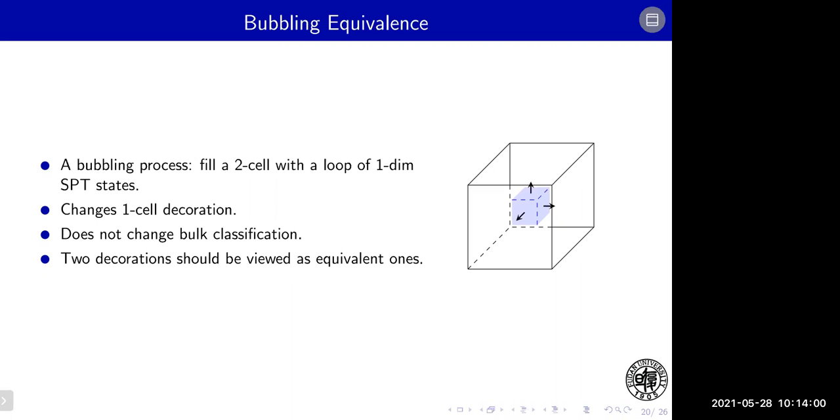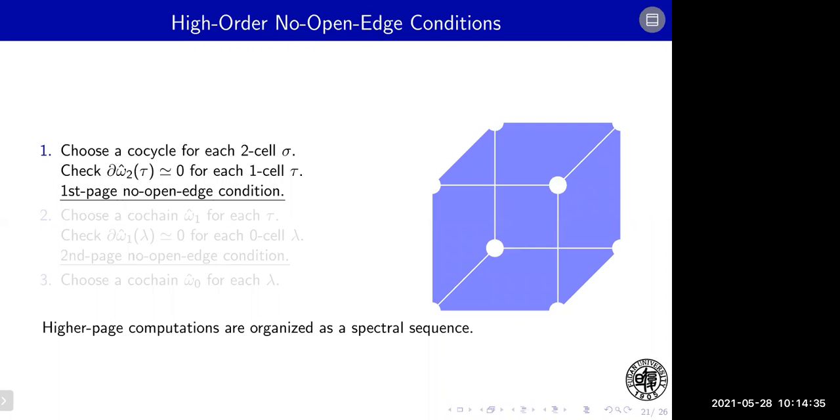For example, if you create a bubble of SPT phases inside a three-dimensional cell and enlarge it such that it fills the entire cell, that would put some additional SPT phases on each side of this cube. But this process does not close the gap or break symmetries. So the whole process keeps the SPT classification. That means two decorations can belong to the same SPT phase. We need to model that equivalence, and we need to do this step by step.